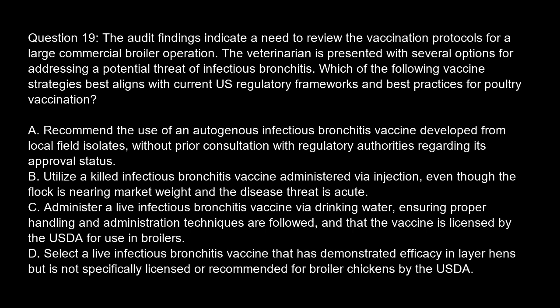Option B. Utilize a killed infectious bronchitis vaccine administered via injection, even though the flock is nearing market weight and the disease threat is acute. Option C. Administer a live infectious bronchitis vaccine via drinking water, ensuring proper handling and administration techniques are followed, and that the vaccine is licensed by the USDA for use in broilers. Option D. Select a live infectious bronchitis vaccine that has demonstrated efficacy in layer hens, but is not specifically licensed or recommended for broiler chickens by the USDA.